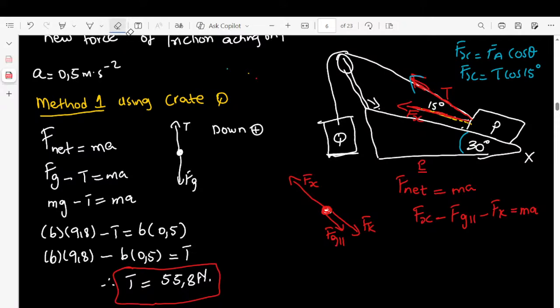Someone is asking there, why are we using, why can we use T? I'm not sure if I understand.